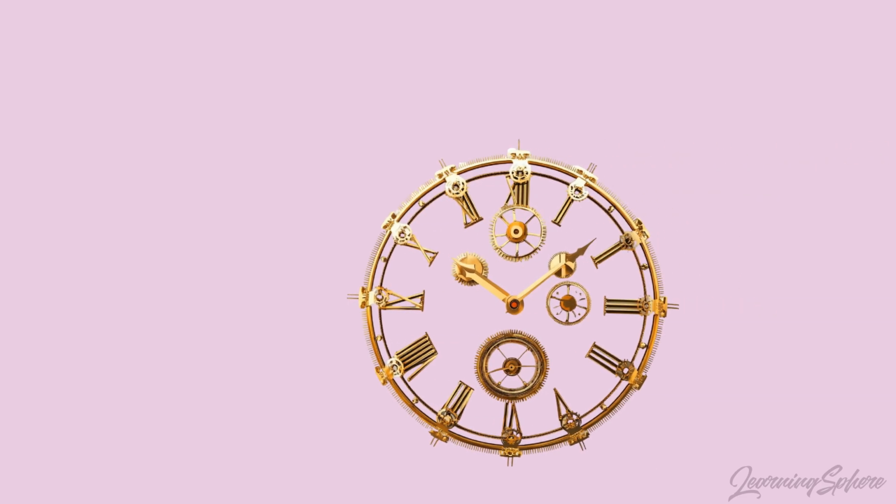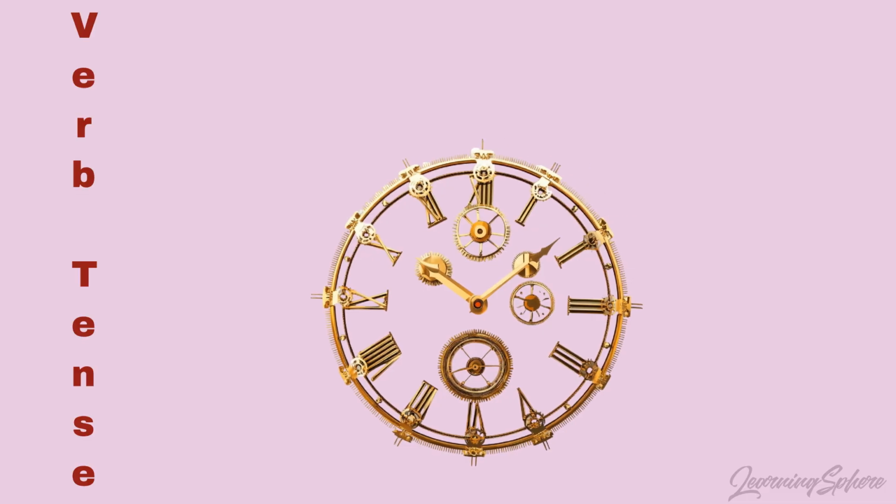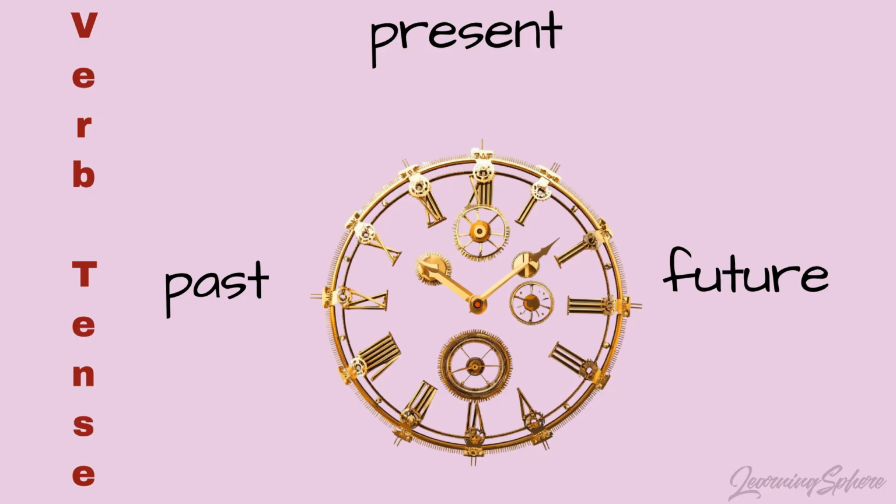Every verb tells a story, but when that story happens is just as important as what happens. That's where verb tense comes in. Verb tense shows when the action or state of being takes place. Is it happening now? Did it happen before? Or will it happen later?